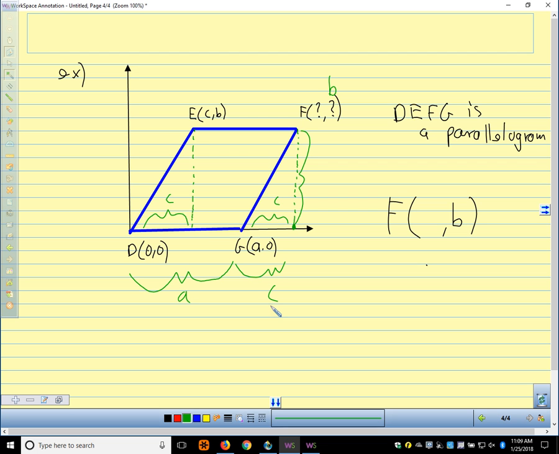So if we've gone A here and C here, how much have we gone total? If this is 10 and this is 5, how far have we gone? 15. If this was 20 and this was 2, 22. So what are we doing to those? Adding. We need A plus C. So the total distance we've gone over is A plus C. So the coordinates of F would be A plus C, comma B.